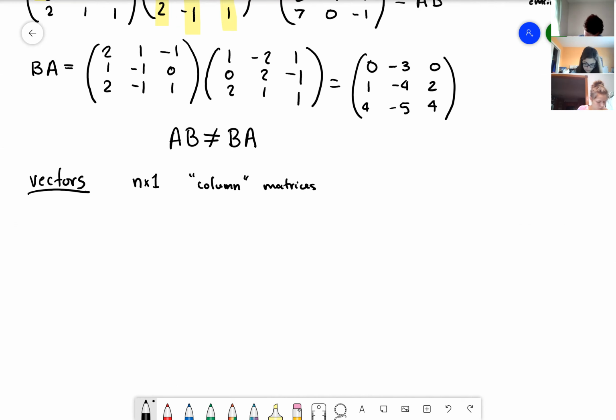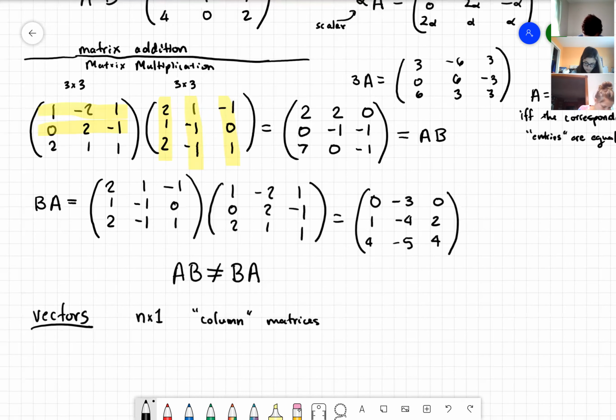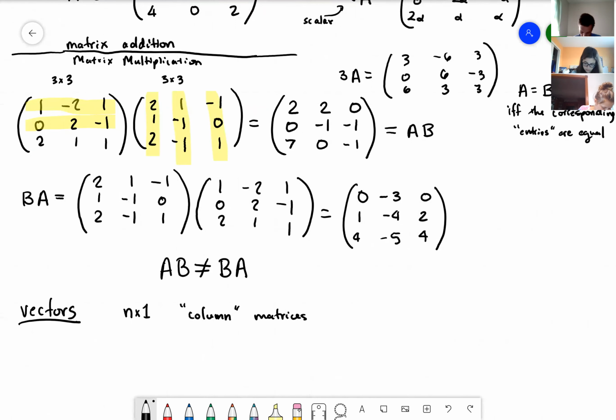And when we do, oh, maybe I didn't. Yeah, I didn't state this when we were doing matrix multiplication. The number of entries in a column here has to match the number of entries in a row here. In other words, the number of columns in the first matrix has to match the number of rows in the second matrix in order to do this matrix multiplication.